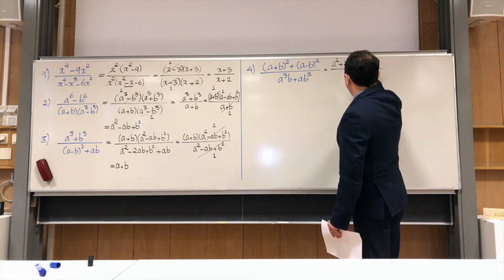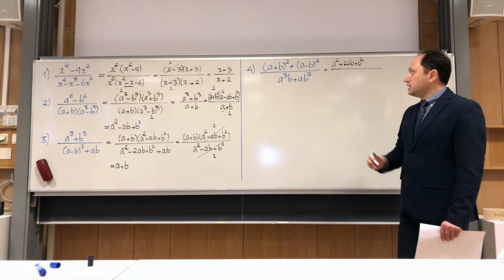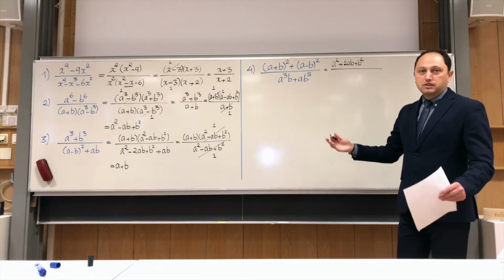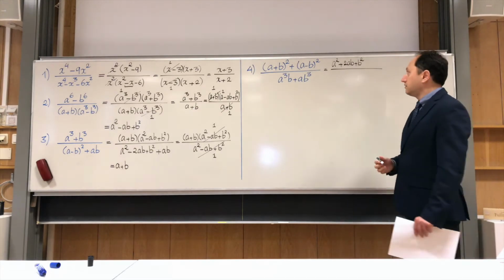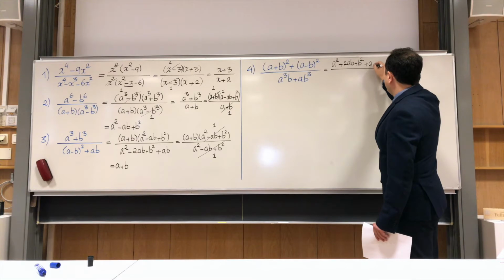So you need to be flexible. Sometimes even though your goal is factorizing things, sometimes you need to expand and simplify, and then you might be able to factorize it more easily. And then I will have a squared minus 2ab plus b squared.